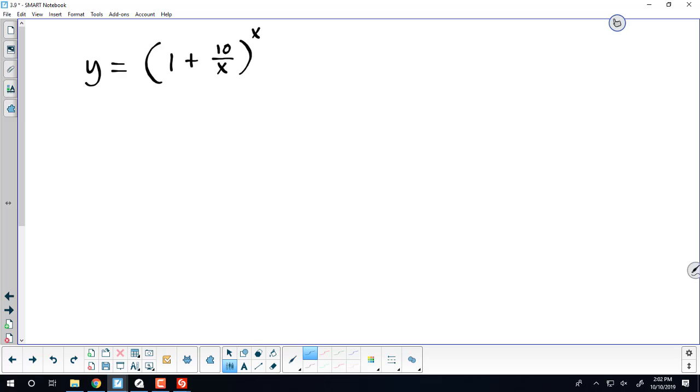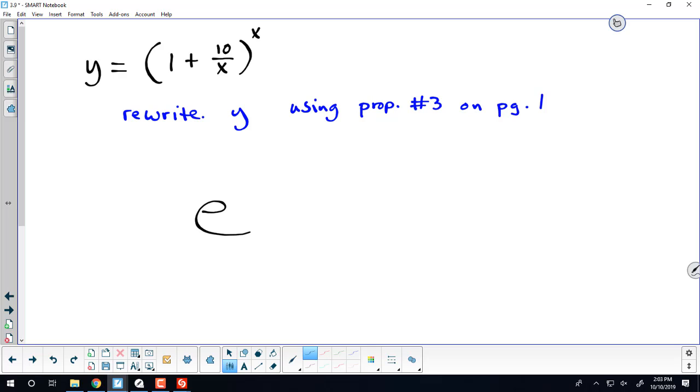Instead of taking the derivative using logarithmic differentiation, we would look at it through the lens of property 3 on page 1. So that entails us to rewrite this function using property 3 on page 1. So does anyone want to take a stab at what that would look like? Mike? So it's e raised to the x times the natural log of 1 plus 10 over x.